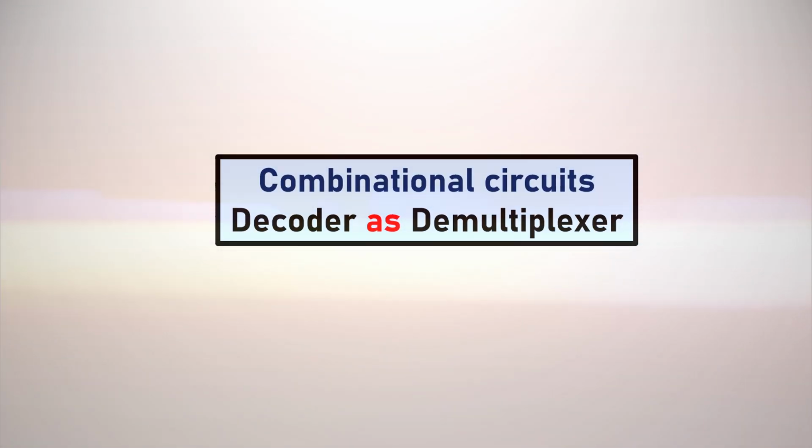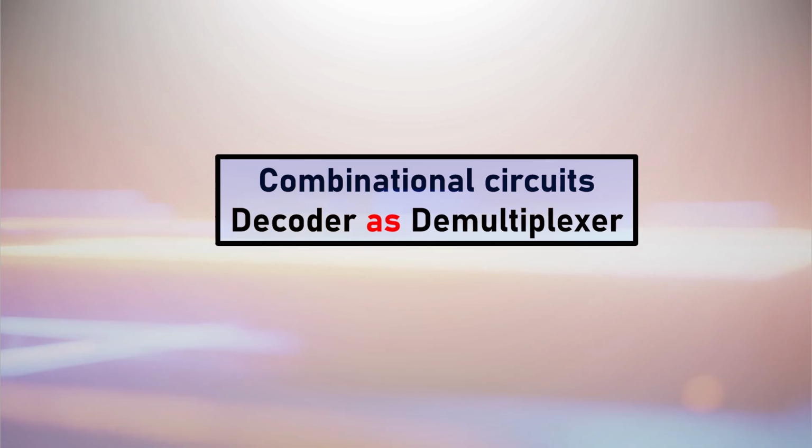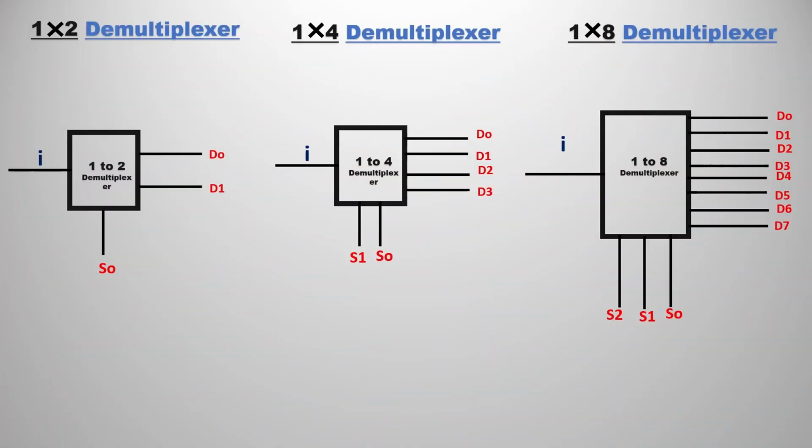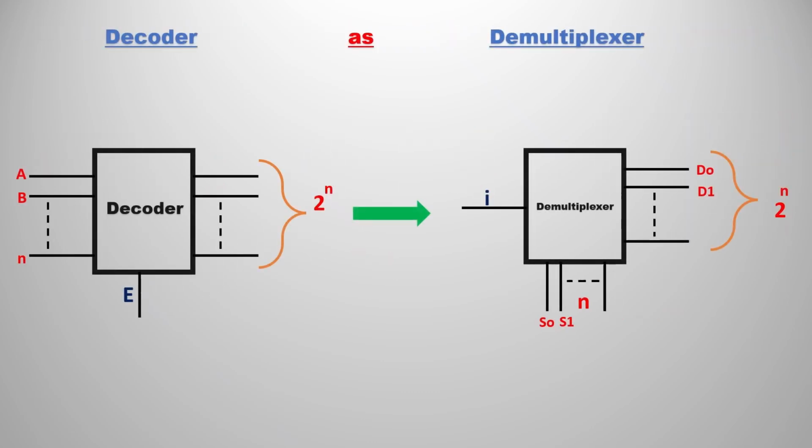In this video we are going to discuss decoder as demultiplexer and vice versa, that is demultiplexer as decoder. So let's get started. In the previous video of demultiplexer we have already seen three types of demultiplexer. There are many types, but we mainly saw three, that is 1 cross 2, 1 cross 4 and 1 cross 8. These are very important. There we discussed the decoder as demultiplexer only in brief. So now let's see once again how we can implement the demultiplexer with the help of decoder.